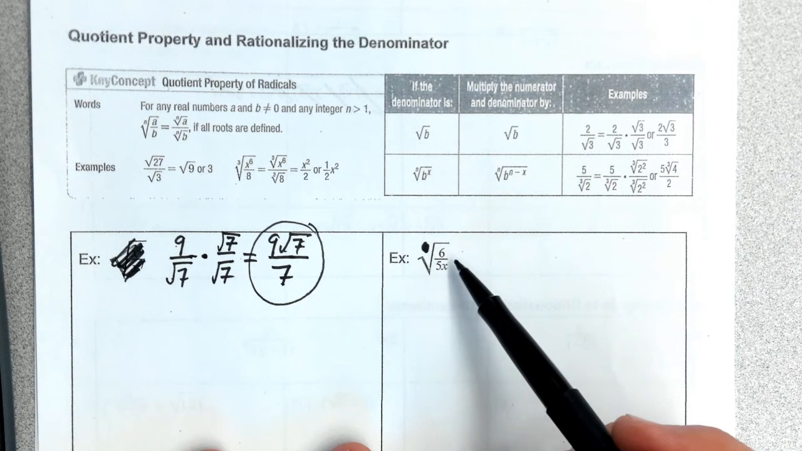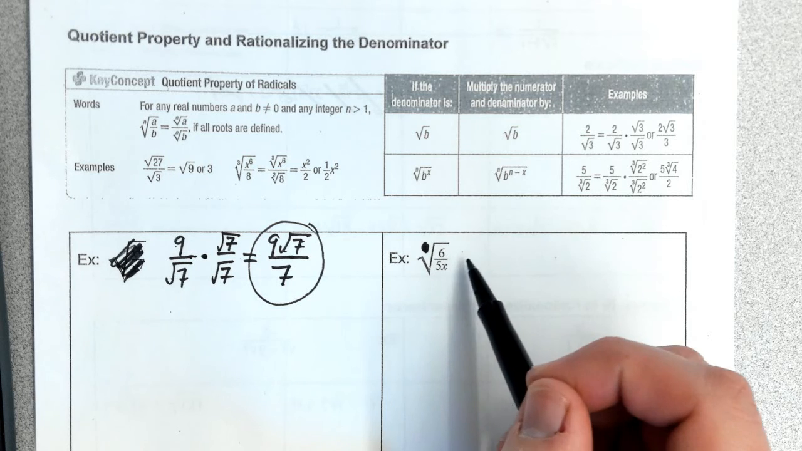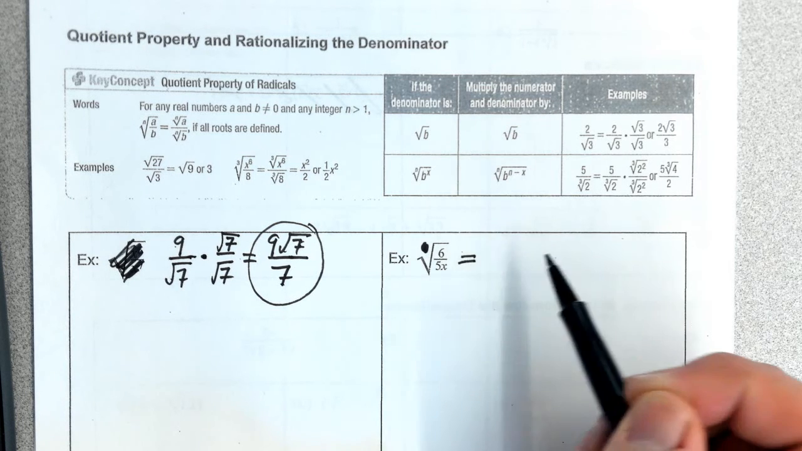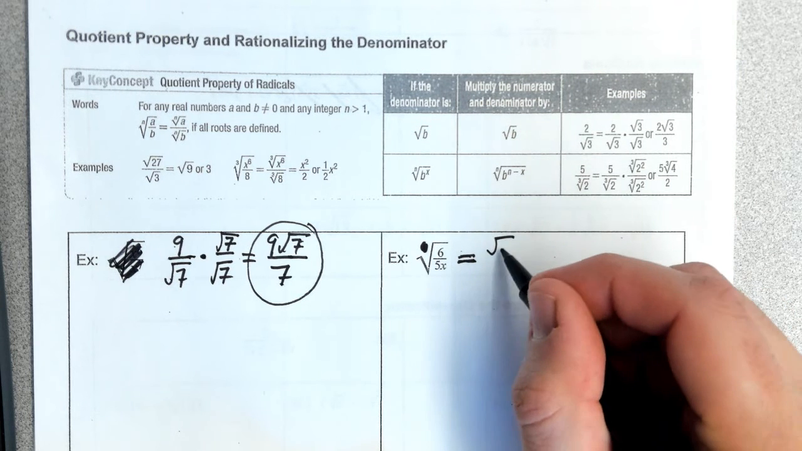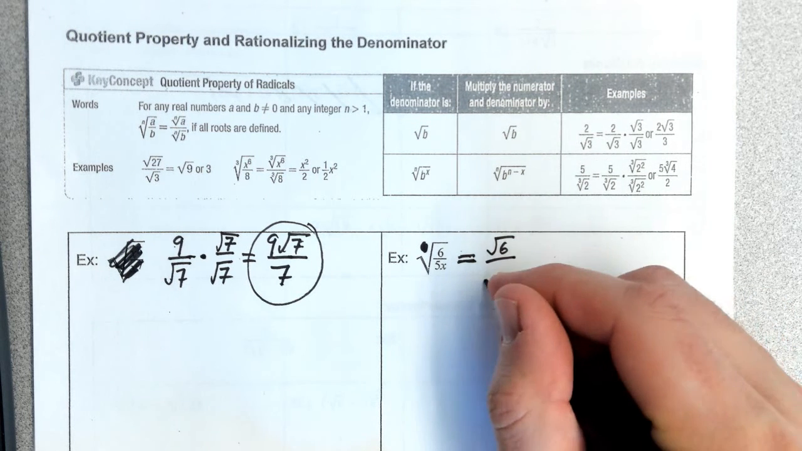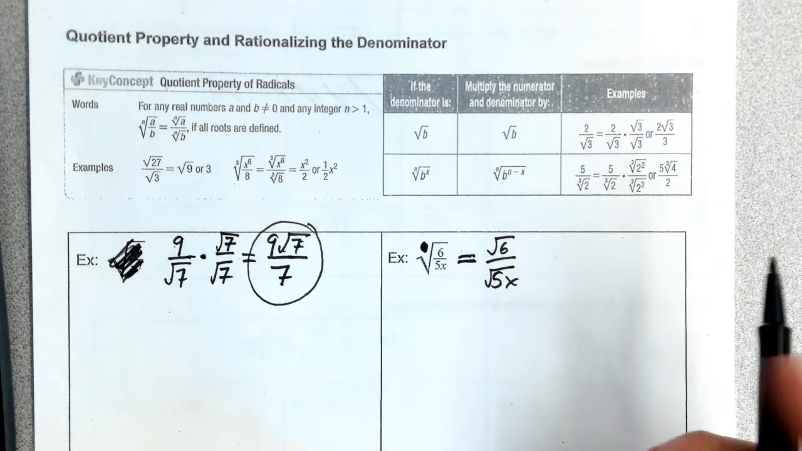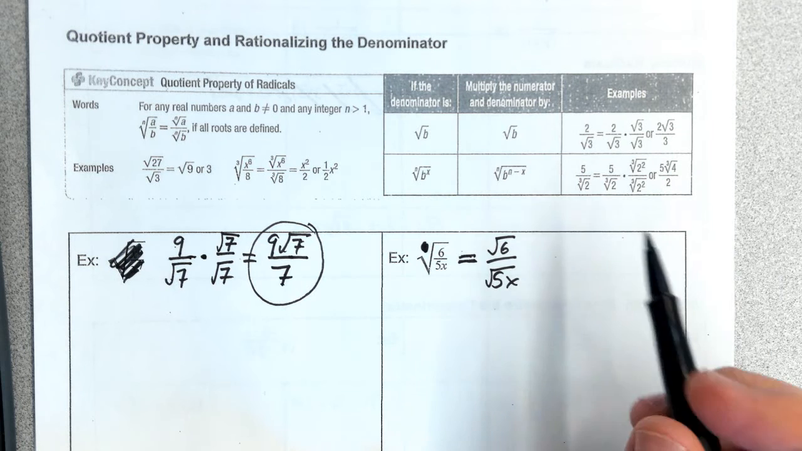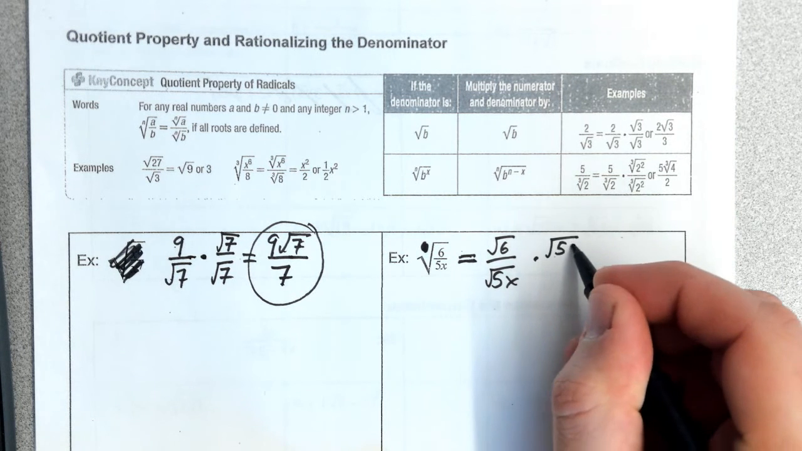All right, so another situation here. This is the square root of 6 over 5x. This one doesn't look bad. It doesn't look like there's a square root in the denominator, but the square root of a fraction can be rewritten like this: square root of 6 over the square root of 5x. By the way, I changed this to just a square root. I think it was a 4th root before. So to rationalize this, I'm going to multiply the top and the bottom by square root of 5x.